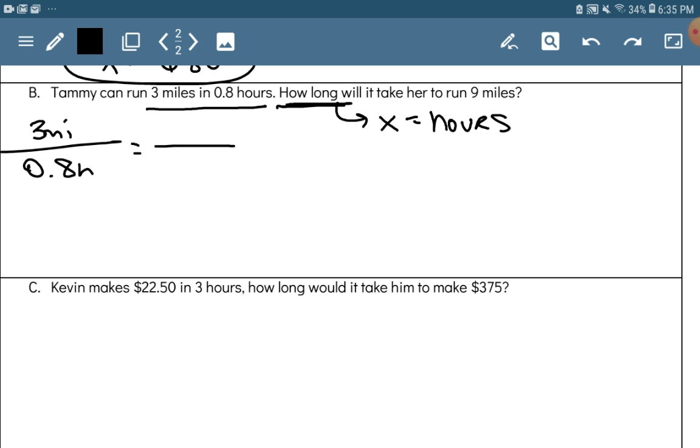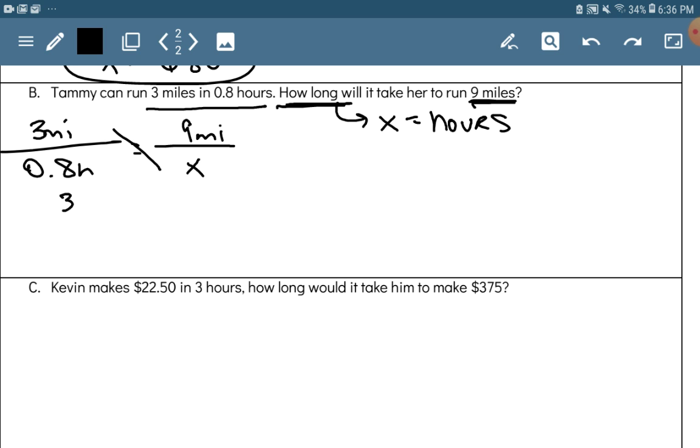My second fraction should be set up exactly like the first one. So x is for hours. If I look at how I set up the first one, my hours is on the bottom, so x should go on the bottom. My other value I know is this 9 miles. Since 3 miles is on the top, 9 miles should go on the top as well. So what I mean by setting it up the same way and being consistent is that we've got miles on the top and hours on the bottom for both of our ratios. Now we can solve.